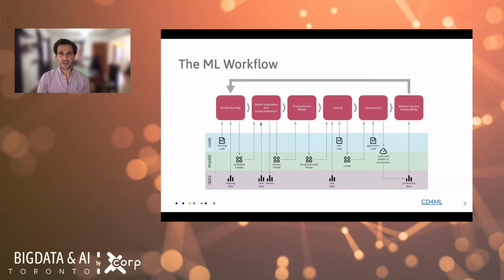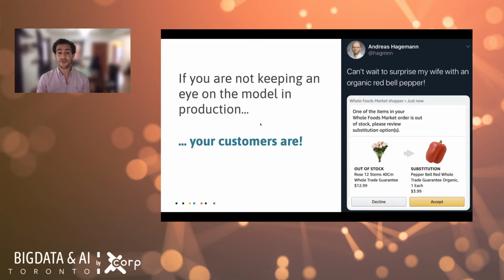And now let's talk about the importance of monitoring and observability, because it's one thing for Danny to be telling us, okay, yeah, we need to monitor our models, fine, but whatever, I've got other stuff to do. And it's another thing to realize what happens when you deploy your model to production and you're not keeping an eye on it. Because the fact is, as the slide points out, if you're not keeping an eye on your model, your customers are.